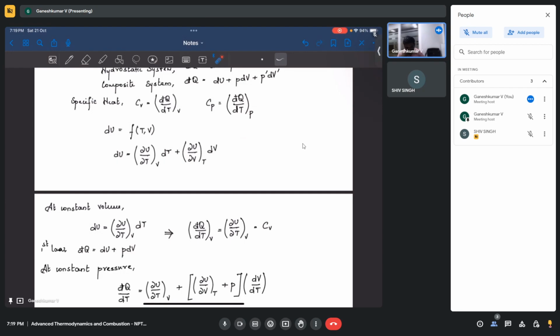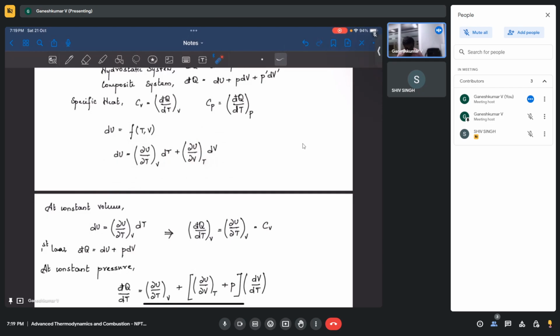And this is pure mathematics. Since internal energy is a function of temperature and volume, a small change in internal energy could be due to a change in temperature and also due to a change in volume. It comes from partial differentials. So the total change in internal energy will comprise two terms: the partial derivative of U with respect to temperature at constant volume, times the change in temperature, and dou U by dou V at constant temperature times dV.